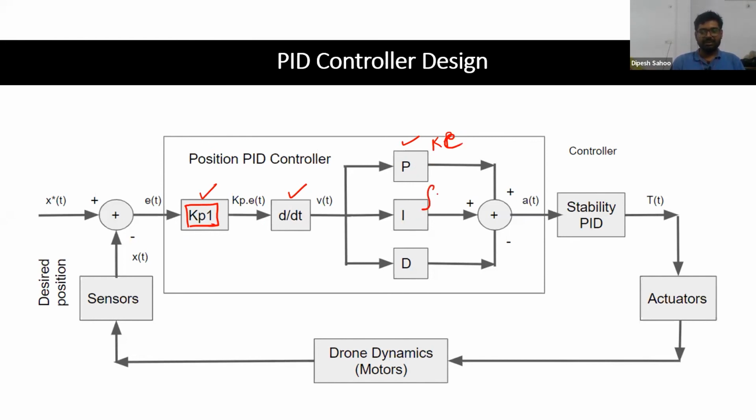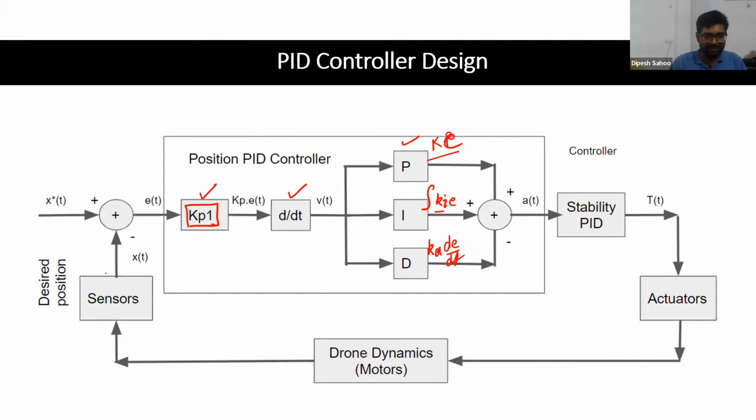Integration of KI E. That means KI is the integration constant and E is the error. And the derivative controller again KD dE/dt, the derivative controller on the error. So the proportional controller works directly on the error. Actually, the error is the difference between the input signal and the output signal.